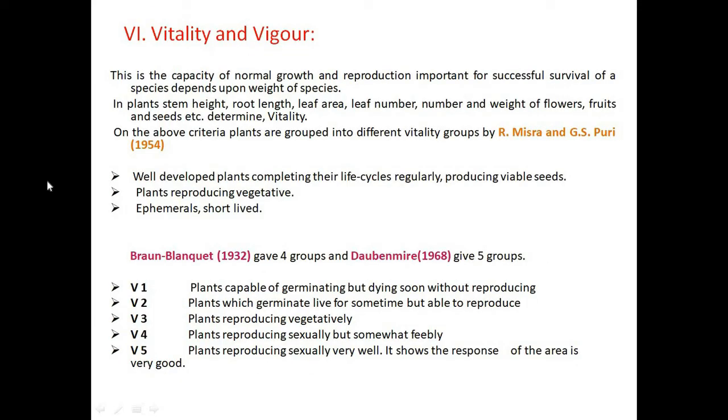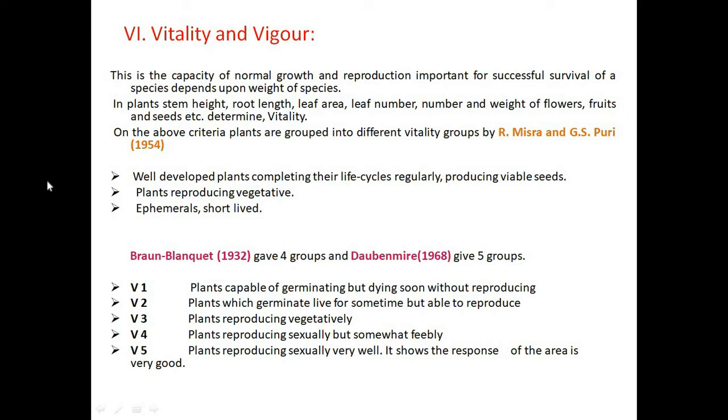And sixth is the vitality and vigor. Vitality is the capacity of normal growth and reproduction that is important for successful survival of a species, depending upon the weight of species. In plants, stem height, root length, leaf number, and leaf area, weight of flowers, fruits, and seeds, these all determine the vitality.